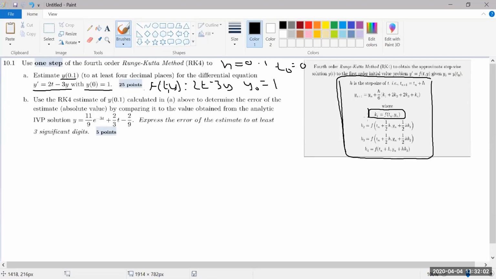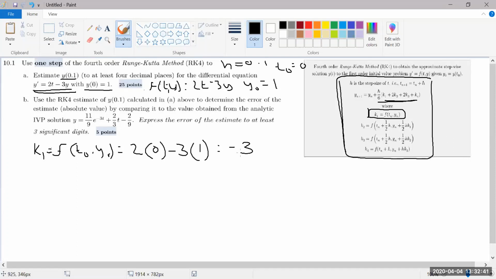Okay, so to get started, I'm going to start by solving for the coefficients. I guess they're not coefficients. For these little bits, for all of our k's. So for our k1, it's told that this function is equal to k1. So our n here is 0, so we have t sub 0 comma y sub 0. So we just evaluate this function. So 2 times our t0, which we've already determined is 0, and minus our 3 times our y naught, which is 1. So we know that k1 equals negative 3.